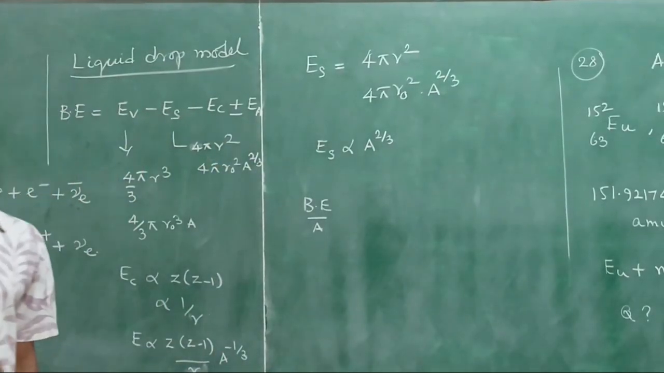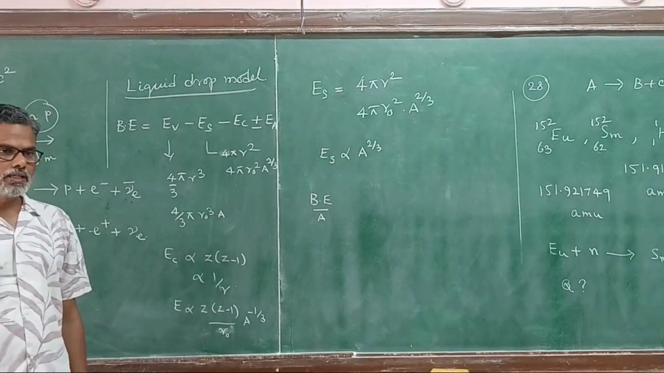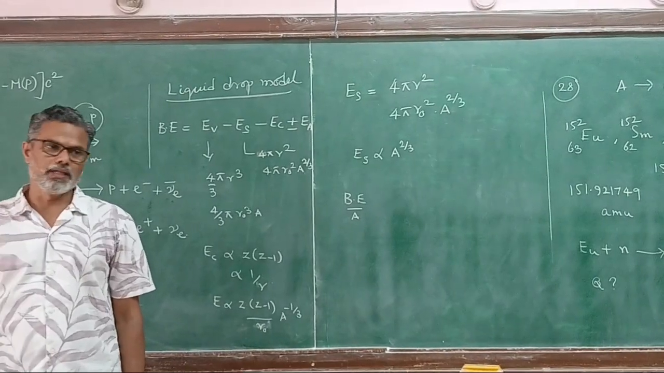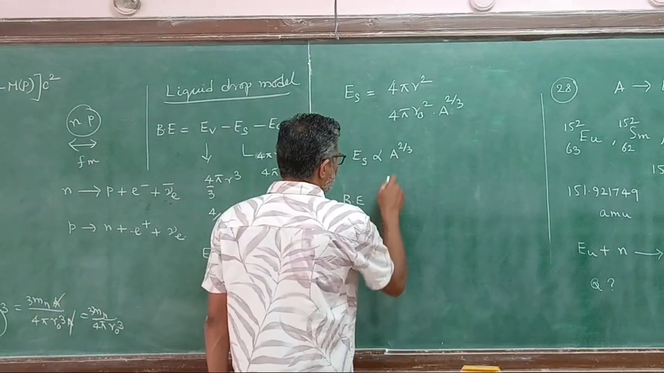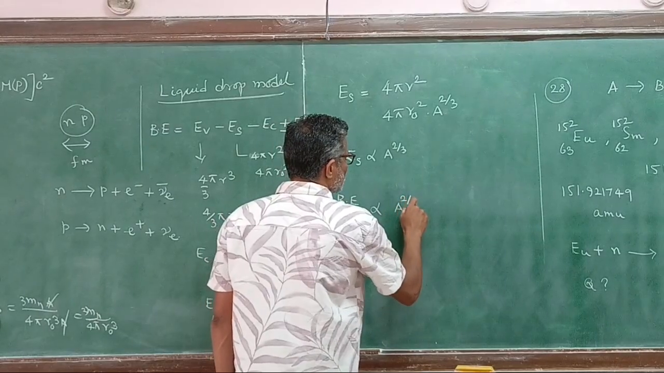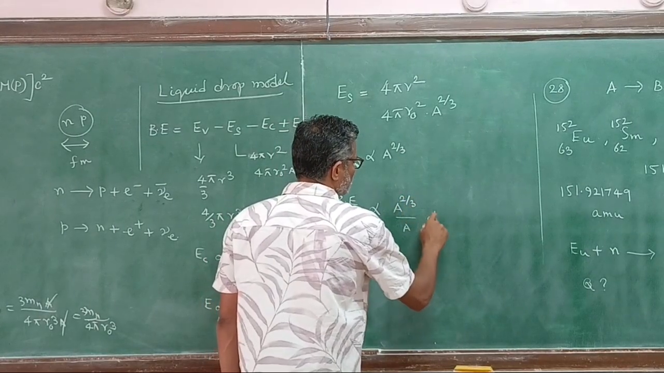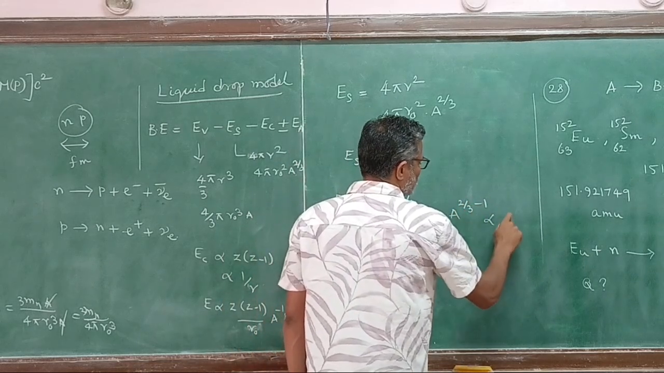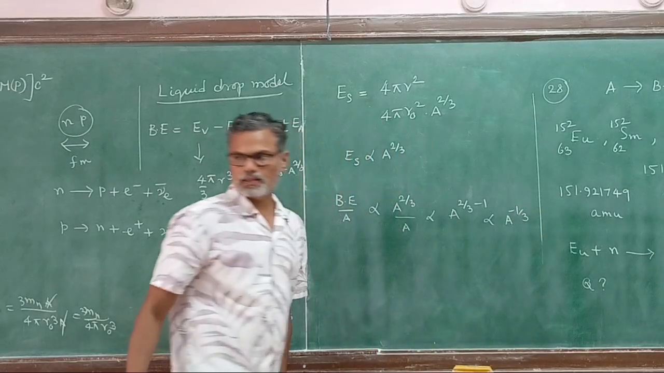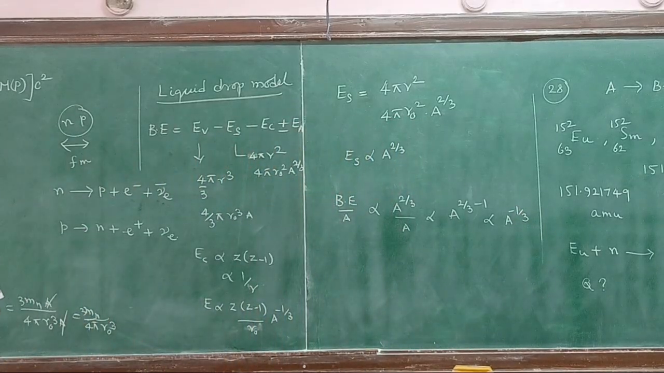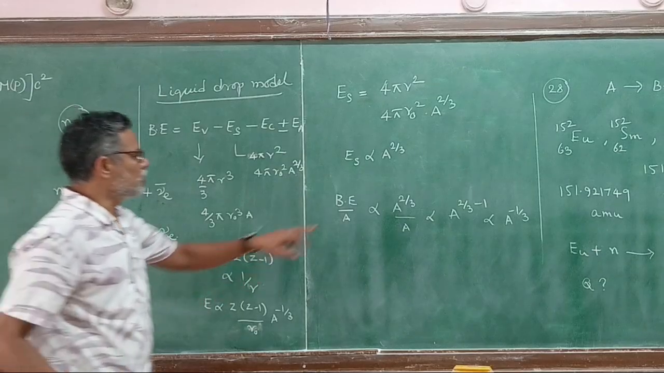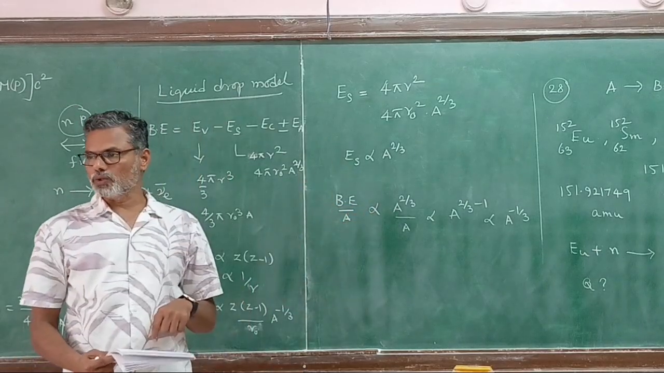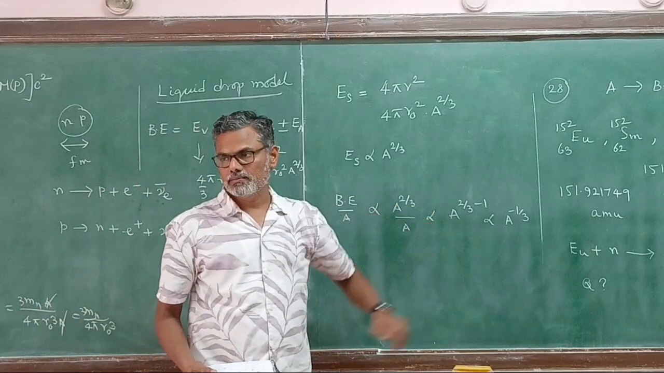That means divided by A. Nucleon is a combination of proton and neutron, and that combination is nothing but the atomic mass number A. So binding energy per nucleon, in this case, is proportional to A to the power of 2 by 3 divided by A. So it's proportional to A to the power of 2 by 3 minus 1, so it becomes proportional to A to the power of minus 1 by 3. If you see the options here: A to the power of minus 1 by 3, A to the power of 1 by 3, A to the power of 2 by 3, A. If it is asked binding energy, it is A to the power of 2 by 3. If it is asked binding energy per nucleon, then it is A to the power of minus 1 by 3.